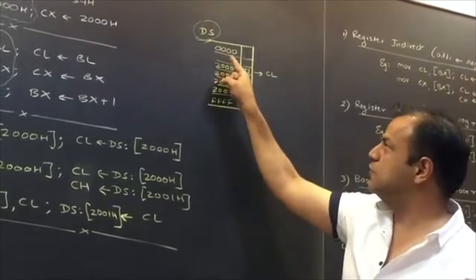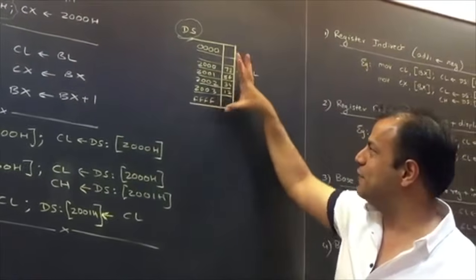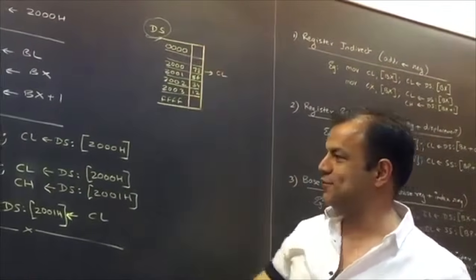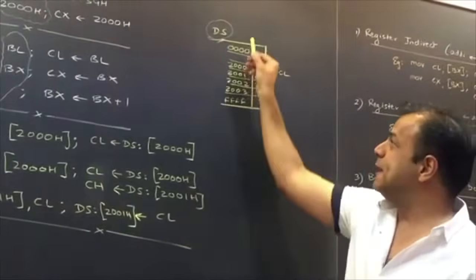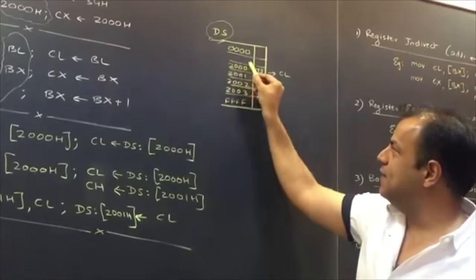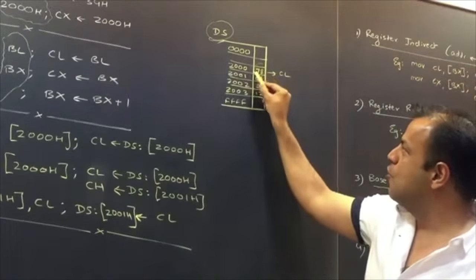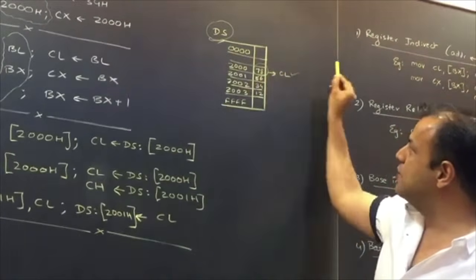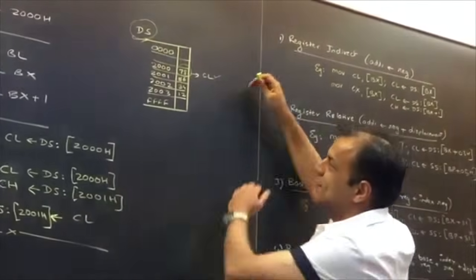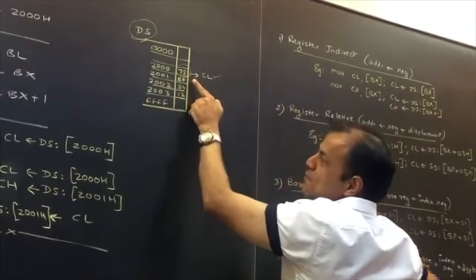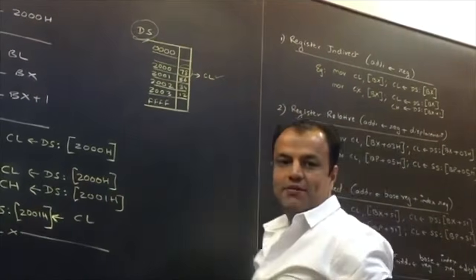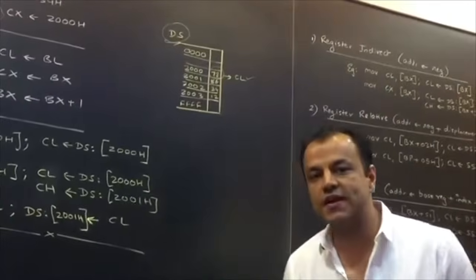Okay? So 0000 up to FFFF are the offset addresses. What you have given is an offset address. So you're telling it that in the data segment, at offset address 2000, whatever data is there should come inside CL. So CL gets the data from the data segment at offset address 2000, which in this example is 78. So CL will get the value 78. Please tell me, did you understand this?